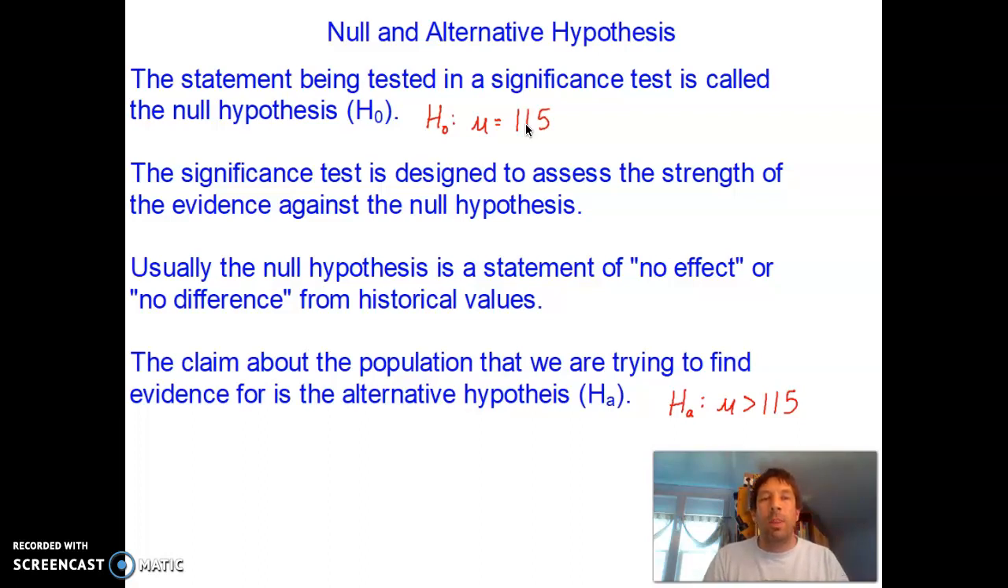But then we've got the claim about the population that we are trying to find evidence for, which is the alternative hypothesis. So now we're going to say maybe we believe that students at our school have an IQ that's higher than the state average. So our alternative hypothesis, which we denote HA, we would say that mu is greater than 115. Our null hypothesis was that the mean IQ score is equal to 115. Our alternative hypothesis, because we believe we've got stronger students at our high school, is mu is greater than 115. So we believe it's higher than 115.